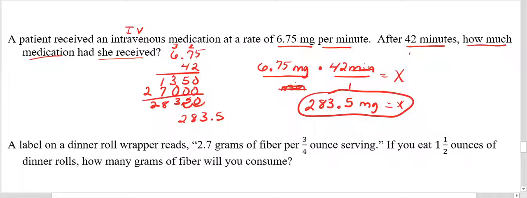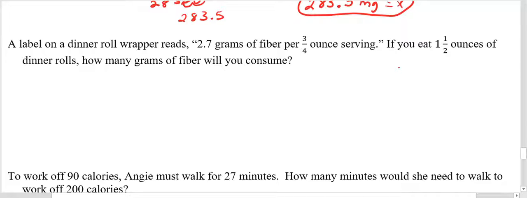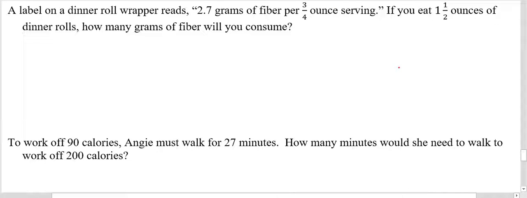The next question, and this is the last question. Nope, it's not either. Sorry, I flipped. It says a label on a dinner roll wrapper reads 2.7 grams of fiber per 3/4 of an ounce serving. If you eat 1.5 ounces of dinner rolls, how many grams of fiber will you consume?